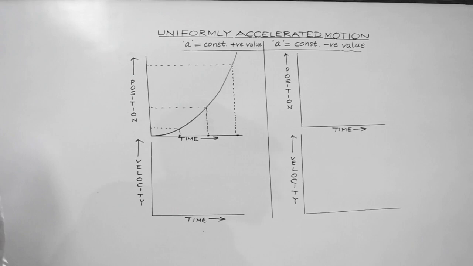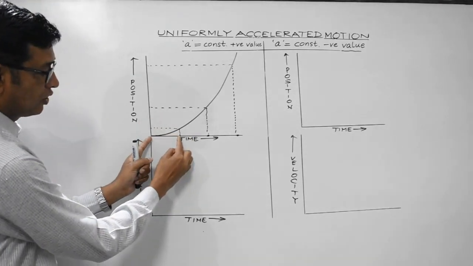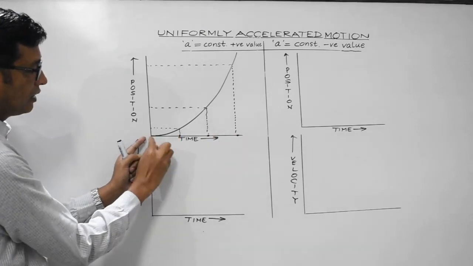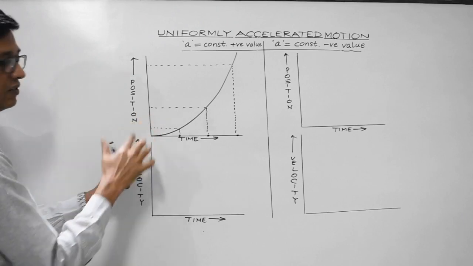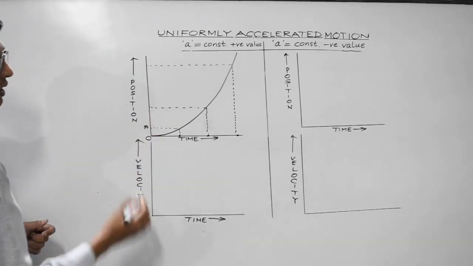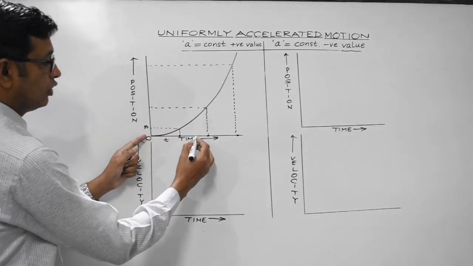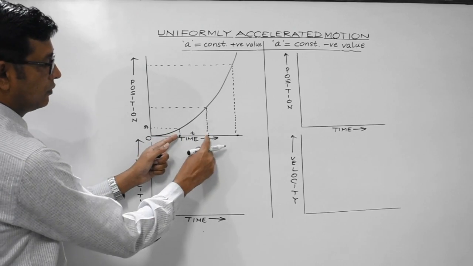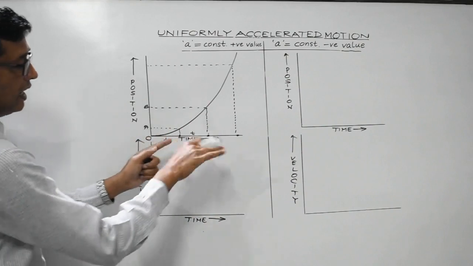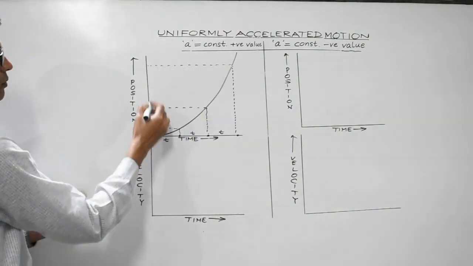Okay, now please concentrate on this graph. During this time interval, these are the three equal intervals of time. During this time, the body has covered this much distance. This is, suppose, the origin. The body has covered distance from O to A during time T. During the next equal interval of time, the body has covered distance from A to B. And during the next equal interval of time, the body has covered distance from B to C.